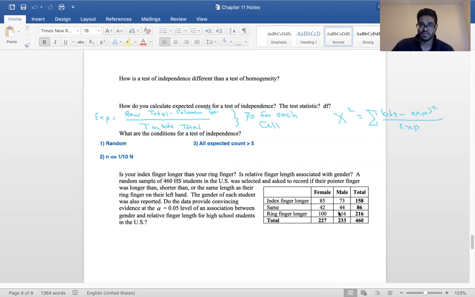So for example, on this next one here, to find the expected counts, for this very first cell what I'm going to have to do is row total, 158, times column total, so 158 times 227 divided by 460. If I go to the next cell, I'm going to go 86 times 227 divided by 460. I'm going to do that for every single one, and that's going to be my expected counts for this whole table. And then I can go ahead and calculate my chi-square using this.